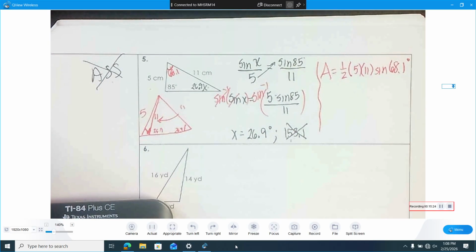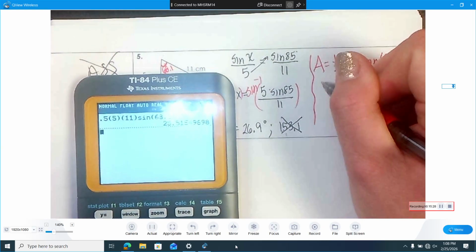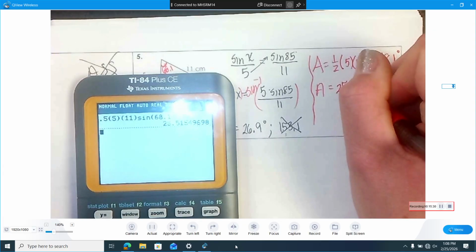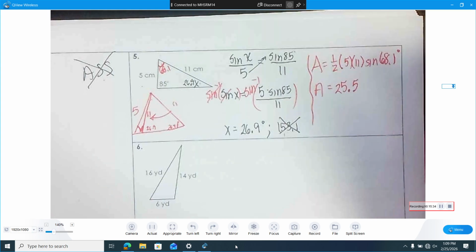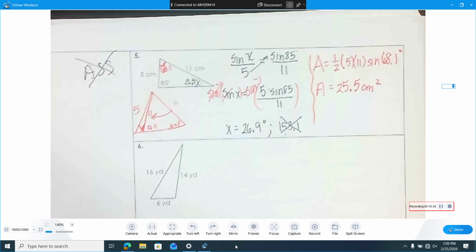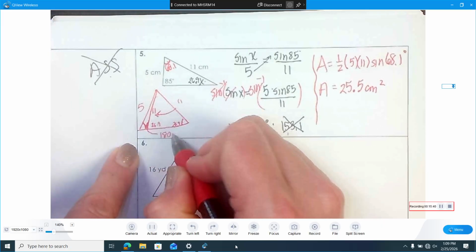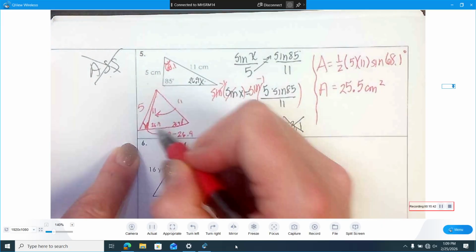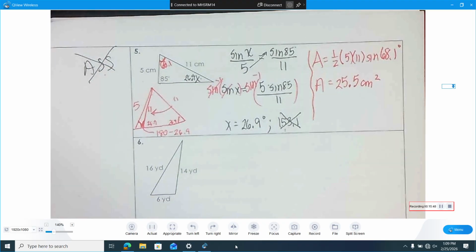Okay. All right. Thank you for asking your question, because I really wanted to answer that. 25.5 centimeters squared. It's a good reminder. But yeah, this is just the other angle is 180 minus the 26.9 to figure out that other possibility, which was too big. Okay. All right.